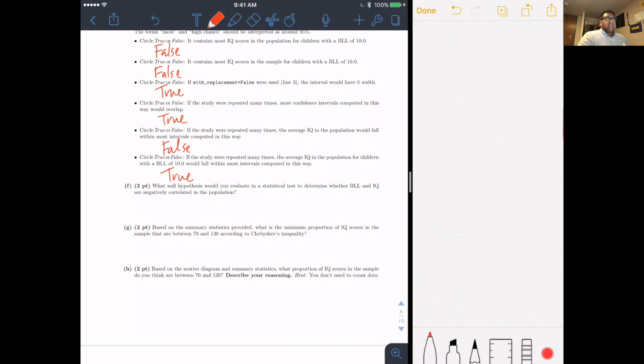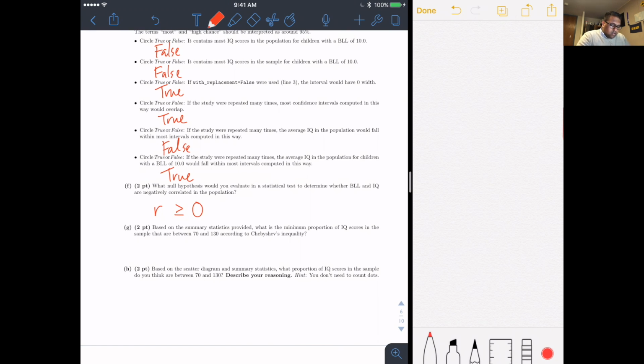That means the null hypothesis has to be the exact opposite of that. So if we are running an experiment to see if BLL and IQ are negatively correlated, then our null hypothesis is exactly the opposite of that, i.e. what we already believe to be true. And that would be that BLL and IQ are either positively correlated or not correlated at all. So our null hypothesis would be that R is greater than or equal to 0.